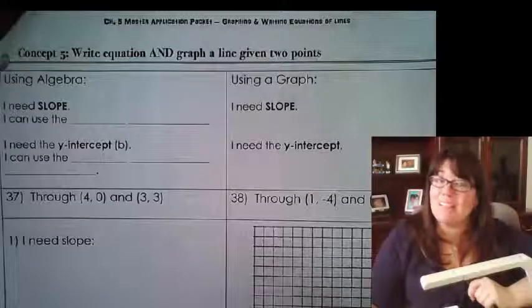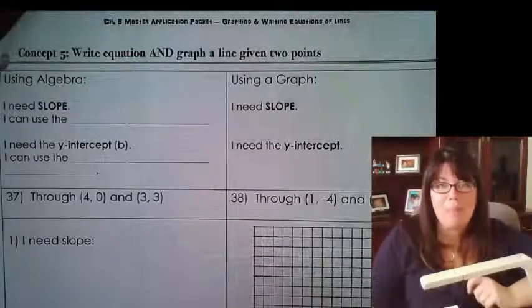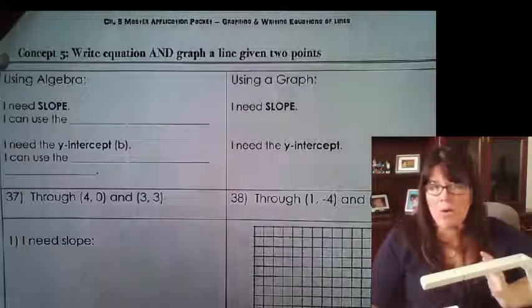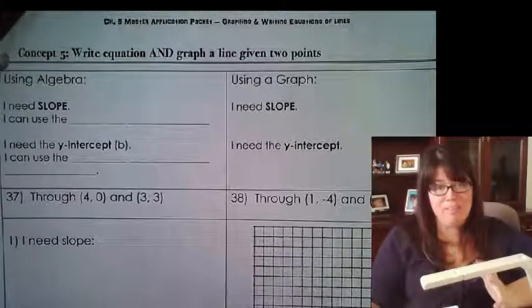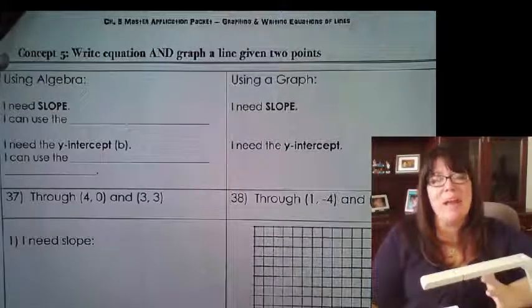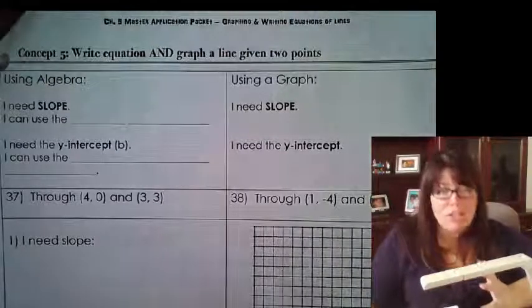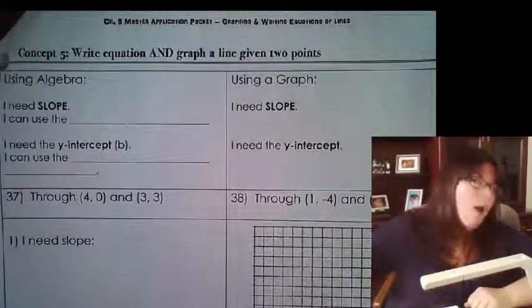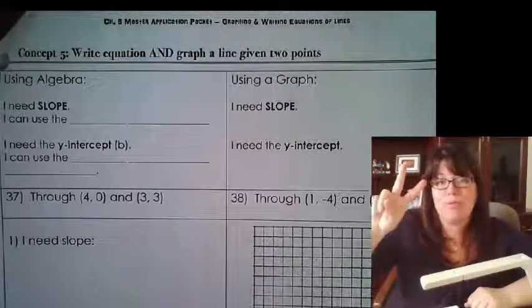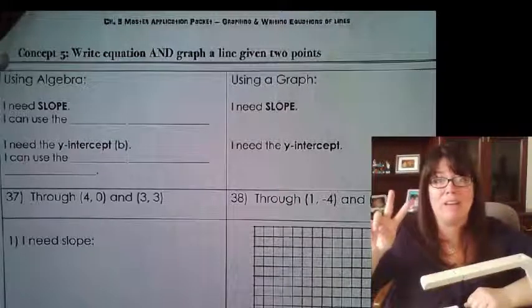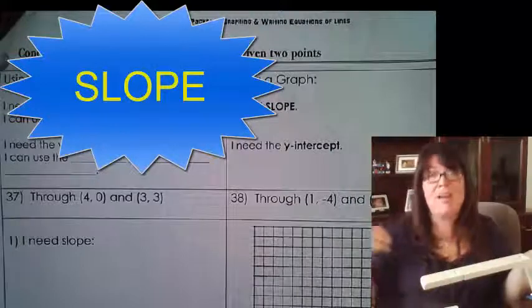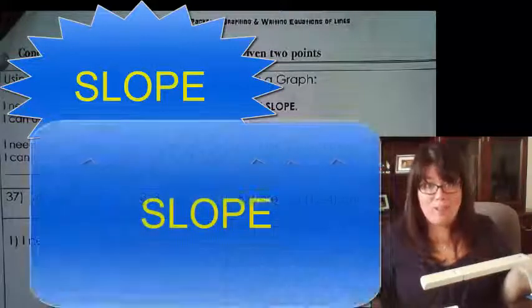All right, guys, well, here we are at concept 5, and this is perhaps one of the more challenging concepts in this whole idea of trying to find the equation of a line. So the easiest way for me to explain this to you is to help you remember that you're only ever, no matter what happens, looking for the same two things all the time. You are looking for the slope and the y-intercept.